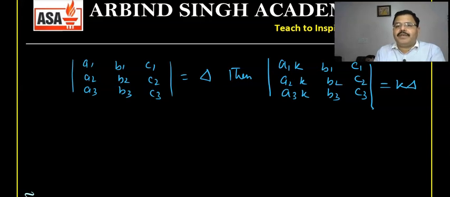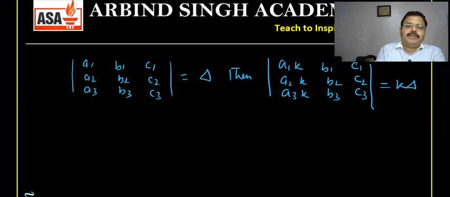Remember, this is the point where you should pay attention: in a matrix, if A is any matrix and I want to write k times A, then every element of A is to be multiplied by k. But in a determinant, only one row or only one column will be multiplied by k, not all the elements of the determinant. So this is a very important property. You must take care of this, isn't it?